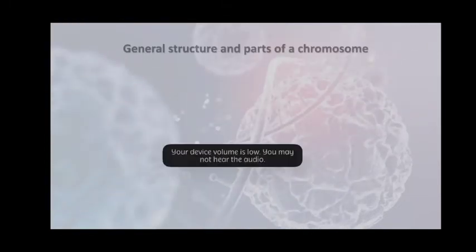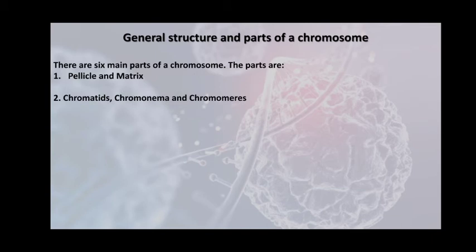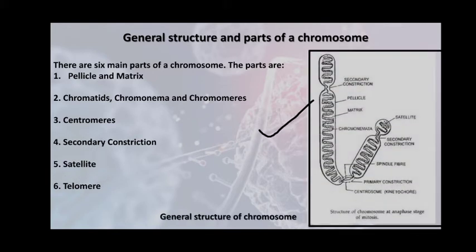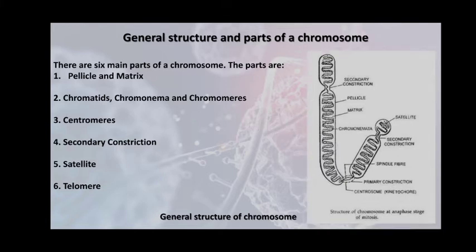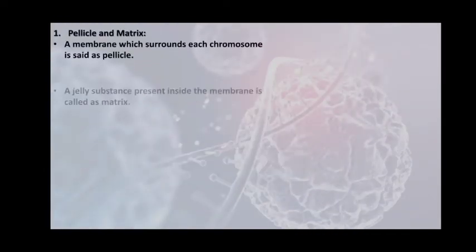Now we are going to discuss the general structure and parts of a chromosome. There are 6 main parts of a chromosome. They are pellicle and matrix, chromatids, centromere, secondary constriction site, satellite, and telomere. Here is a labeled diagram of a chromosome at the anaphase stage of cell division. Now the first part of the chromosome is pellicle and matrix.